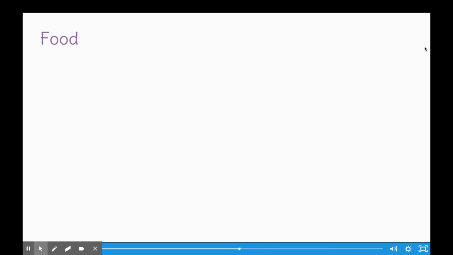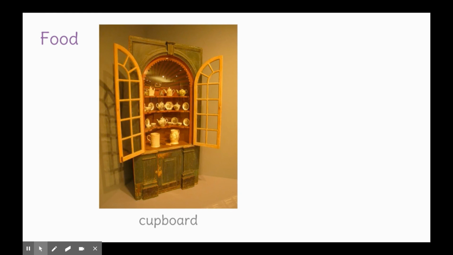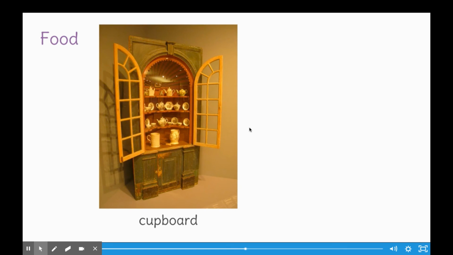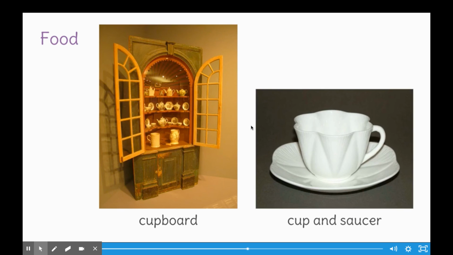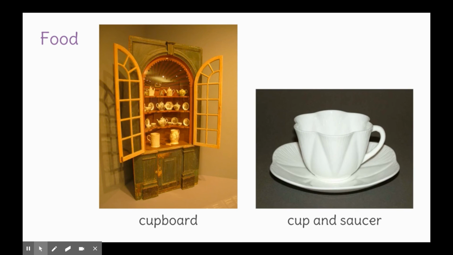One piece of furniture you will find in large country homes in England is a cupboard. It is often found in the kitchen or dining room and is typically used to store food or dishes. That's the same reason they don't have actual pantries, because of the taxation. A cupboard is where you might find a cup and saucer, the small plate that sits underneath the cup, and you would use it for hot drinks like coffee or tea.